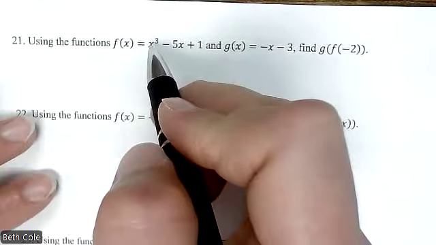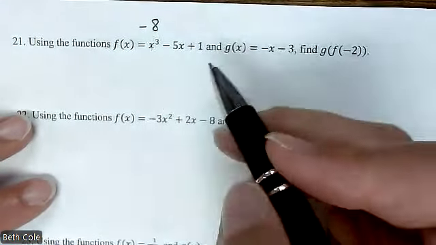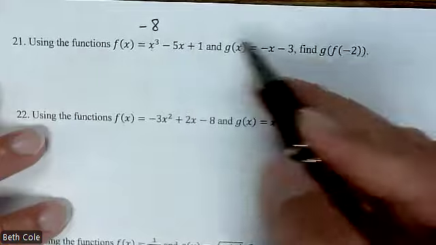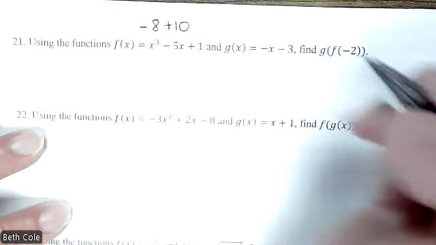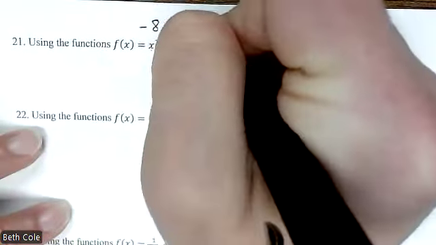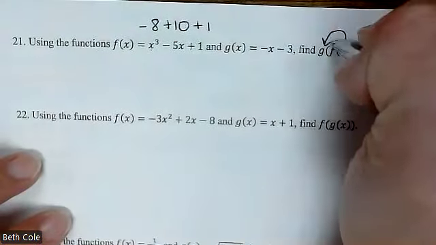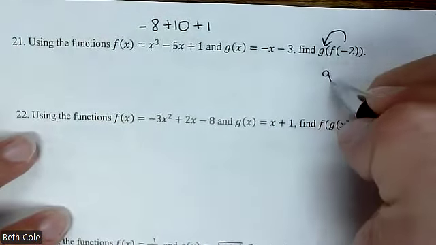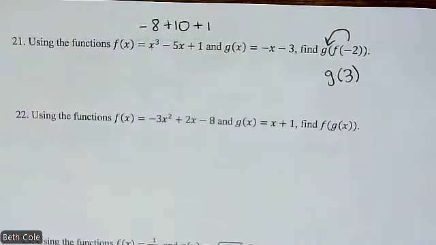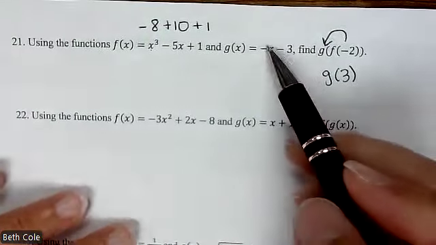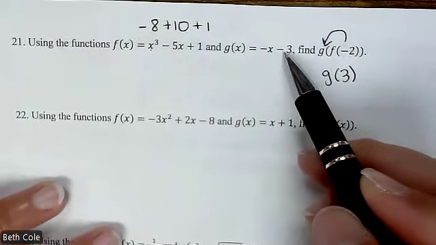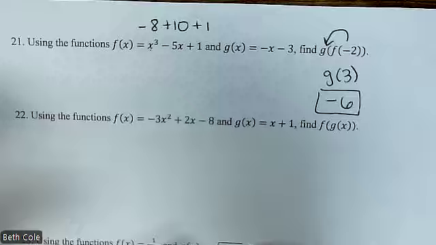I'm just going to write right above it. Negative 2 cubed. Negative 8. Negative 2 times negative 2 times negative 2. Negative 8. Negative 2 times negative 5 is plus 10. So is that 3? Okay, so like telephone game, we're going to pass the 3 along to G. So now we're doing G of 3, which is going to be a whole bunch easier. If you plug 3 into G, you get negative 3 minus 3, so negative 6.